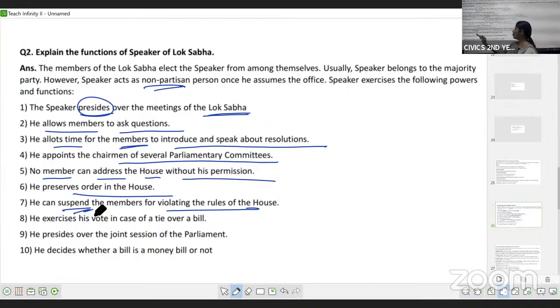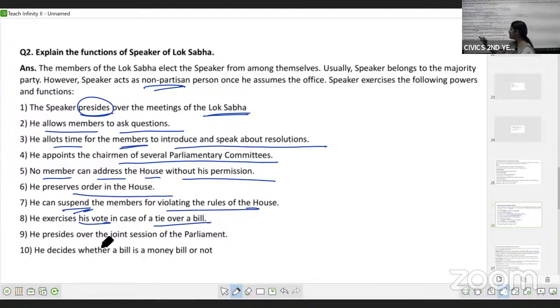He casts his vote, he exercises his vote when there is a tie over a bill. When the votes are equally divided, then the speaker can cast his vote. Otherwise, he need not cast the vote. Same functions are performed by the chairman of Rajya Sabha.